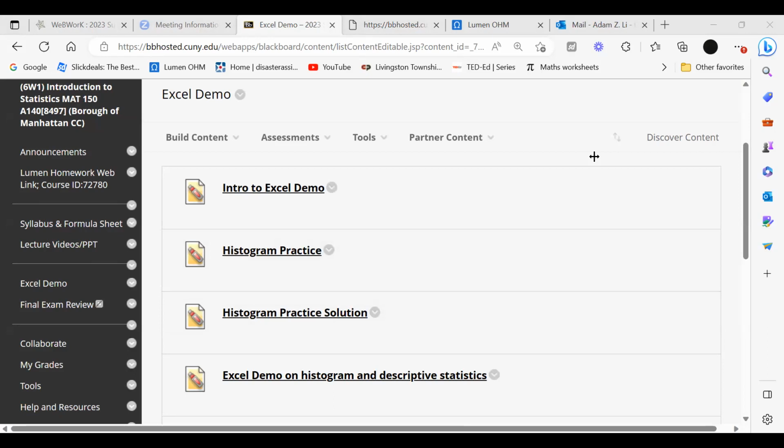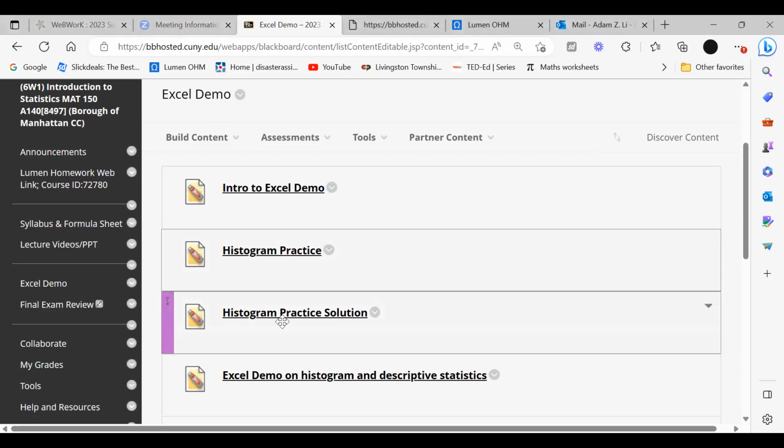I see just a Blackboard histogram practice. Yes, that's the practice. Do you see a solution below that? That's a solution below that. You open the histogram practice solution. Yeah, open that file, right? That's where you get all your data values. Okay, make sense?